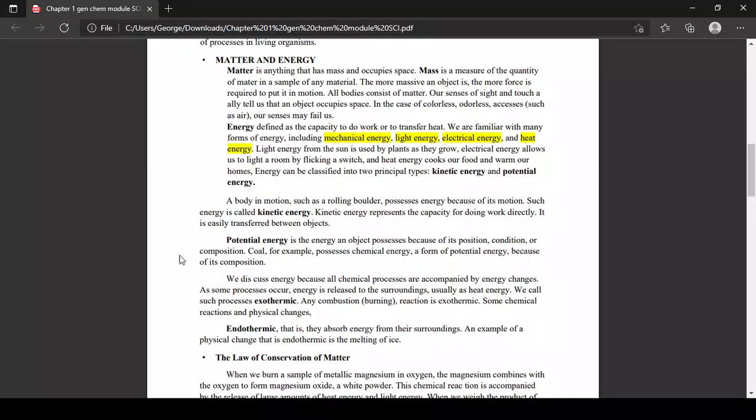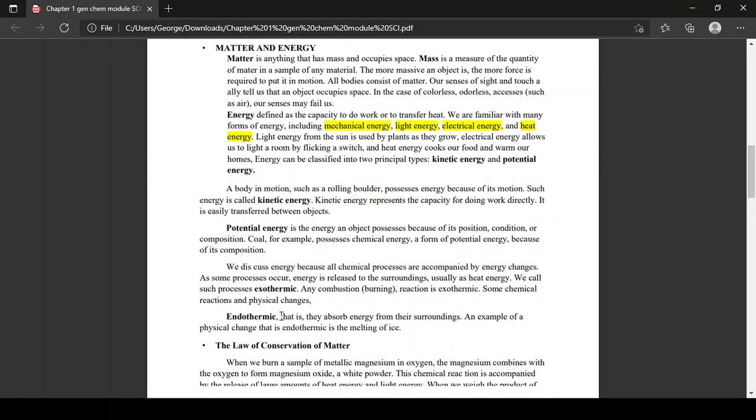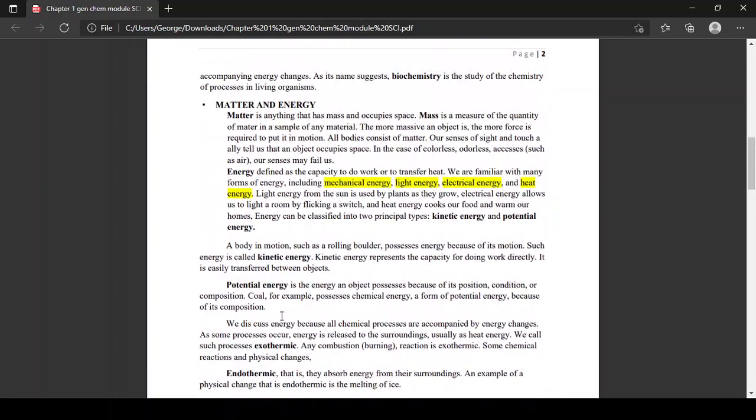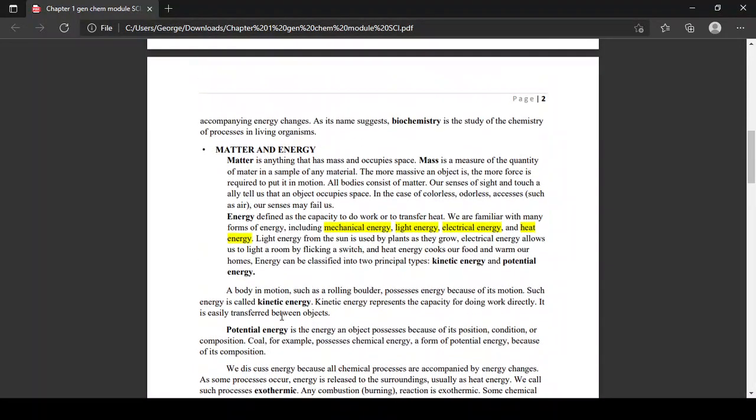Before we continue, have you downloaded the PDF in this group page, kids? Yes, sir. If you want to read ahead, kids, you can. Next, we have matter and energy.